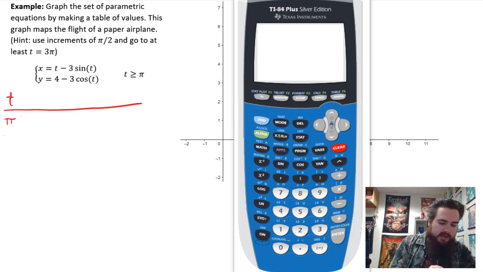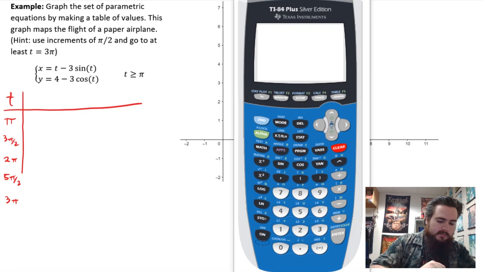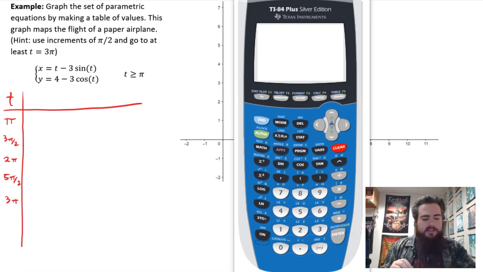So that'd be pi, 3 pi over 2 would be next, 2 pi, 5 pi over 2, and then 3 pi. So it says to go to at least 3 pi. If we need to do more points, we can, but we'll use those in order to estimate values of x and y.